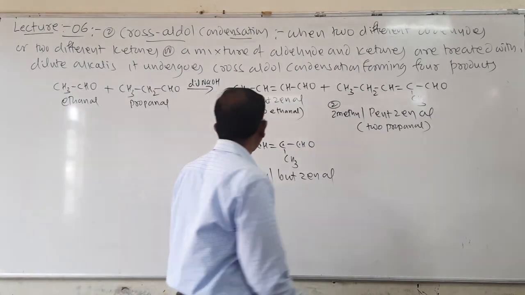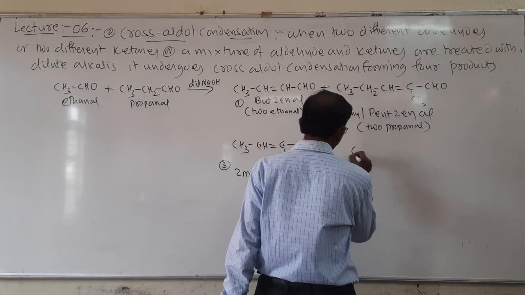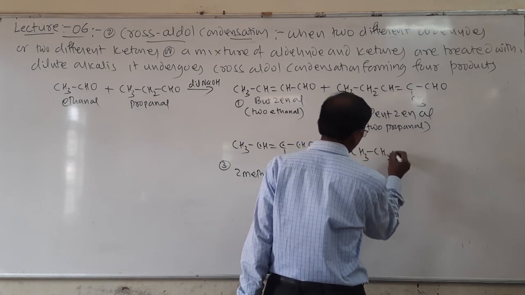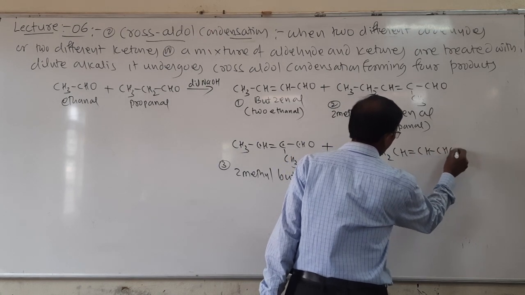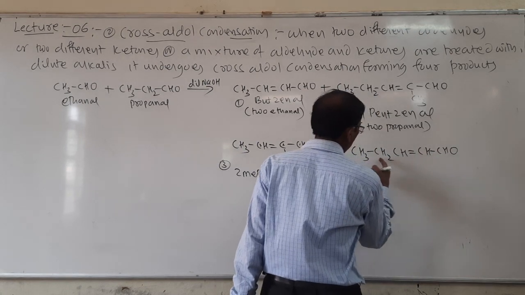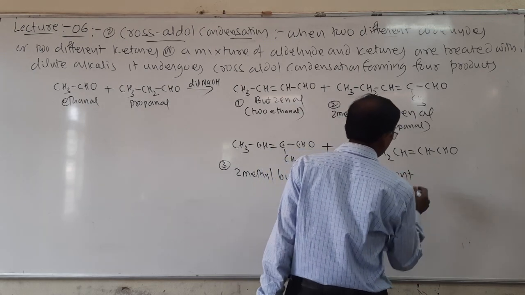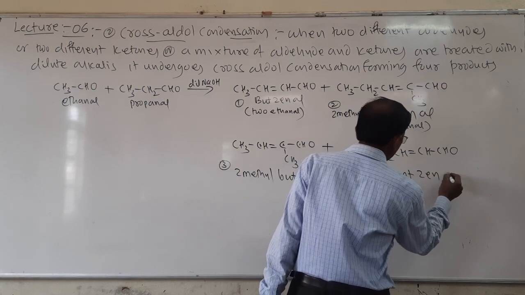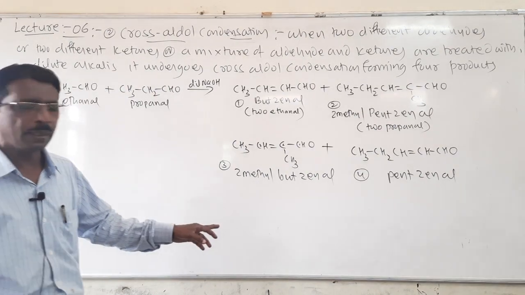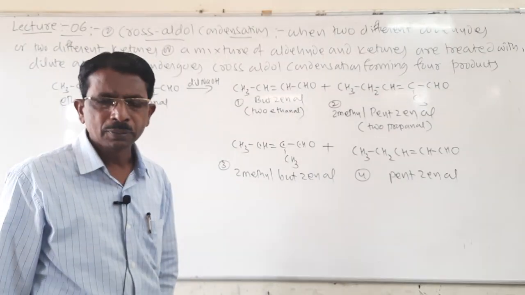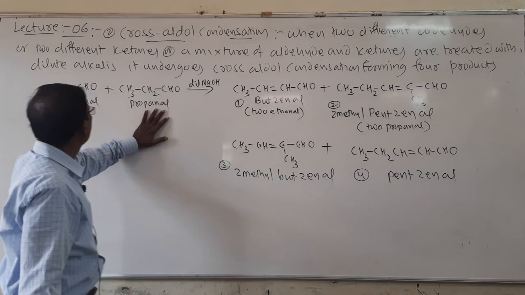Then students, what is the fourth product? The fourth product is CH3 CH2 CH double bond CH CHO. Look here, 1, 2, 3, 4, 5, it is the fourth product, pent-2-en-al. Is it clear? So you have to write these four products as they are.